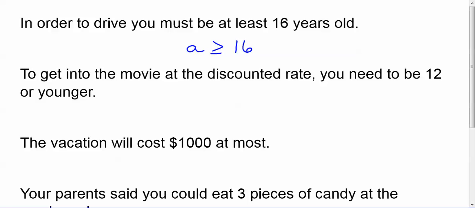So the next question says, to get into the movie at the discounted rate, you need to be 12 or younger. So they're going to give you a discount if you're 12 or under. So first of all, we're comparing your age now to 12, right? So what do we want to use for a variable? It doesn't matter. It really doesn't. Lonnie? Greater than or less than? No, the variable is a letter. What do we want to use for a letter? Oh, Y.